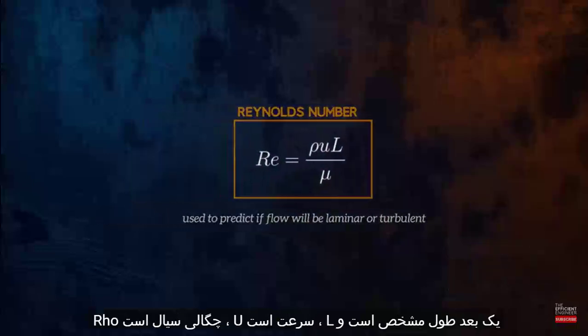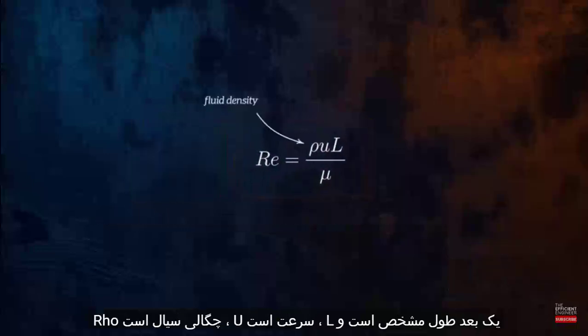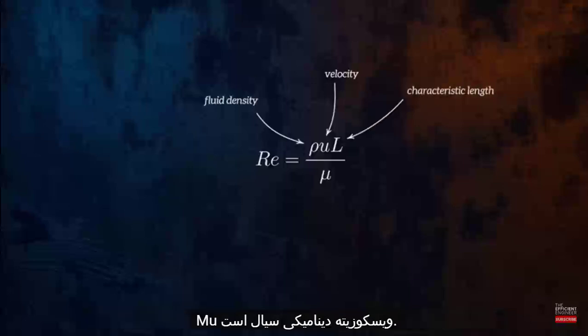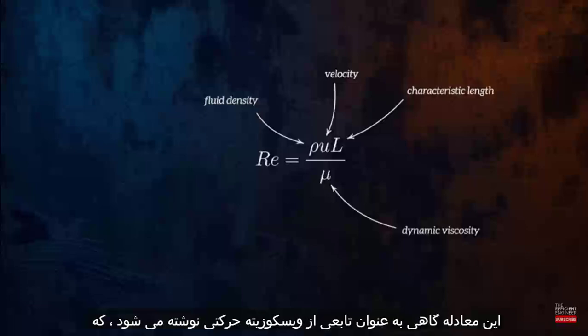Rho is the fluid density, U is the velocity, L is a characteristic length dimension, and mu is the fluid dynamic viscosity. The equation is sometimes written as a function of the kinematic viscosity instead, which is just the dynamic viscosity divided by the fluid density.